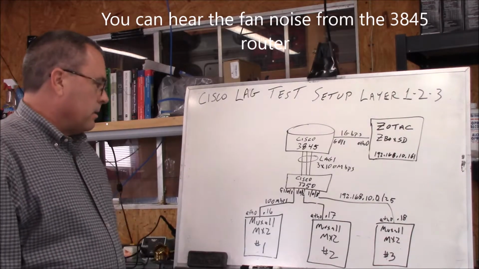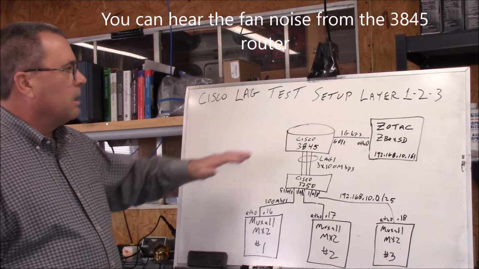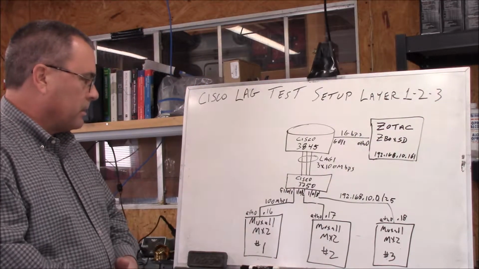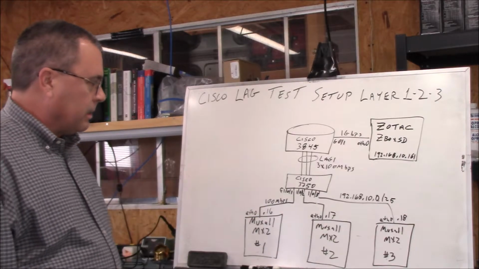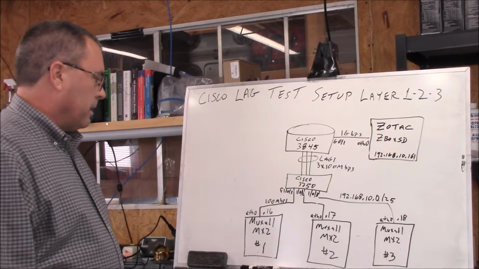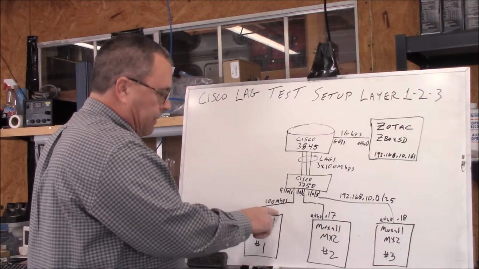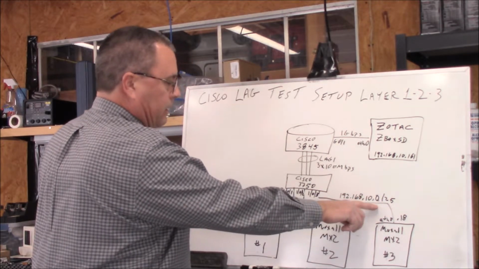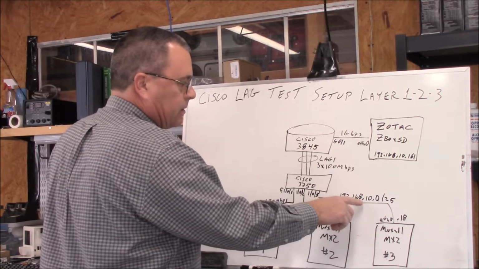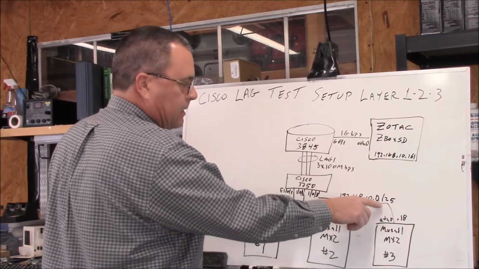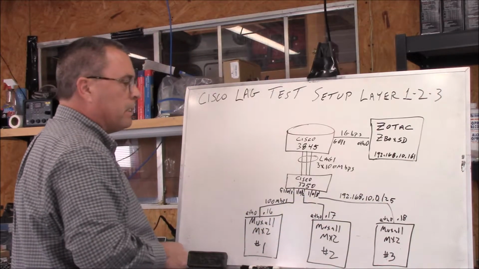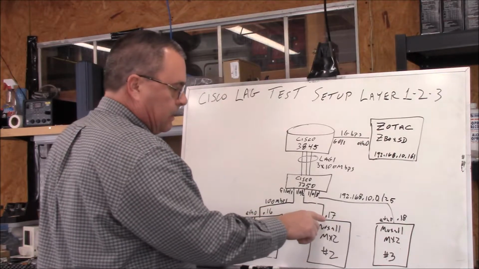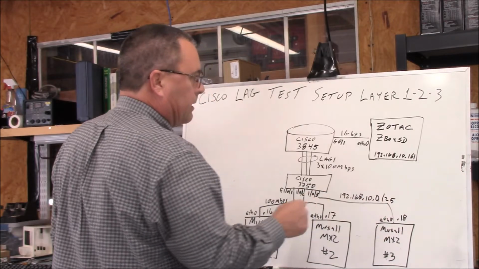Okay, so I've updated our drawing and added the layer 2 and 3 components. There's really no layer 2 components on here. None of these are going to be doing any kind of VLAN tagging or that sort of thing. So basically we just added the IP addresses here, and I added the network that it's in. So we're in the 192.168.10.0/25 network, and this guy's IP address is going to be .16, this one's going to be .17, this one's going to be .18.